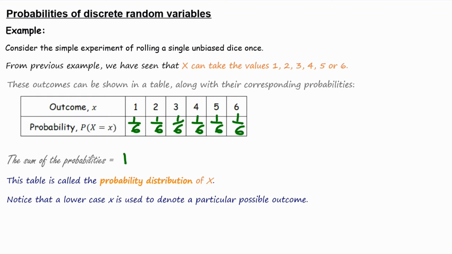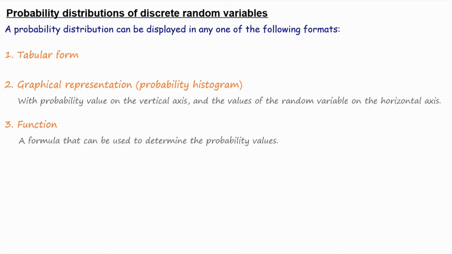Now notice that a lowercase x is used to denote a particular possible outcome, this one here. A probability distribution can be displayed in any of the following formats: in tabular form, graphical representation, or as a function. The tabular form is what we've just looked at in the previous section. I'll explain the graphical representation, and then I'll also explain the function.